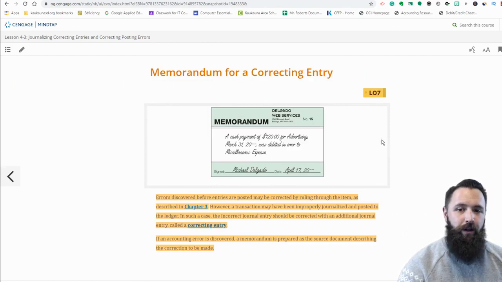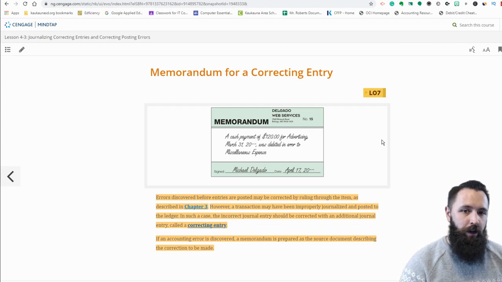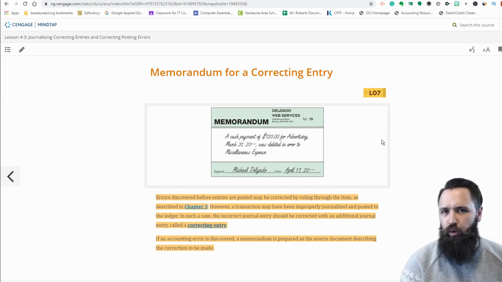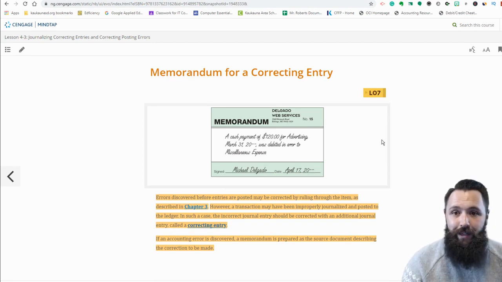First thing that we have here is our correcting entry. And when we have a correcting entry, we're going to need a source document, right? That source document is going to allow us to know what exactly happened. So for our correcting entry, we're going to use a memorandum, okay? And a memorandum is a perfect tool for this because it gives us that little section to write in what occurred. So you can see this as a cash payment of $120 for advertising, March 31st, was debited in error of a miscellaneous expense. So right there, when we go back to that source document, it's going to tell us exactly what this transaction is all about, right?